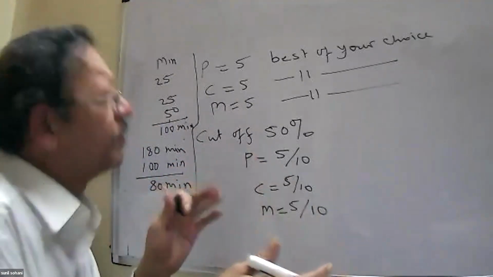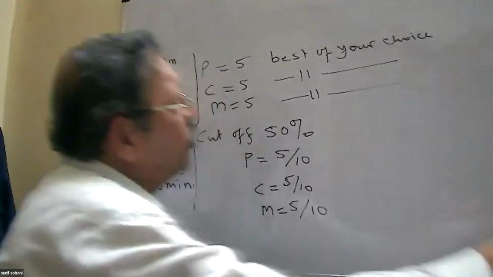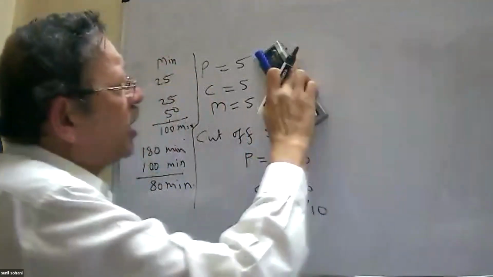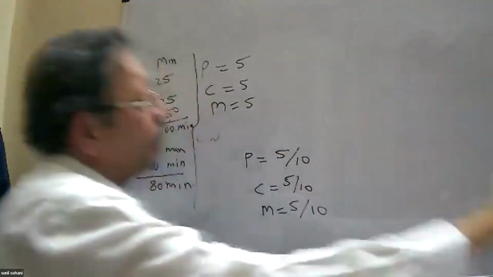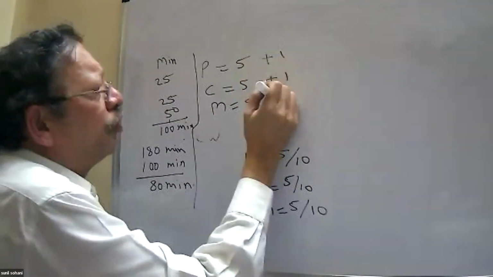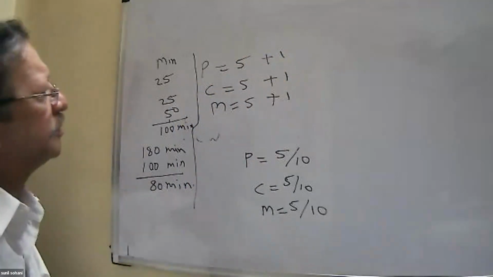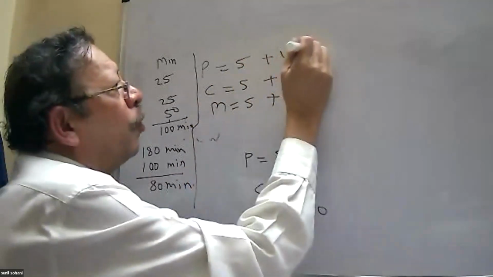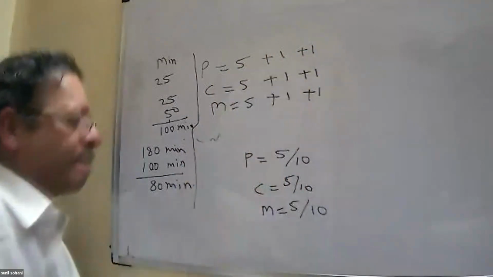Then don't worry. The next approach is, after doing 5 questions, you come back to, let's say, the physics section. Now you attempt only one more, chemistry one more, maths one more. If still time is left, go back to physics, one more, one more, one more.